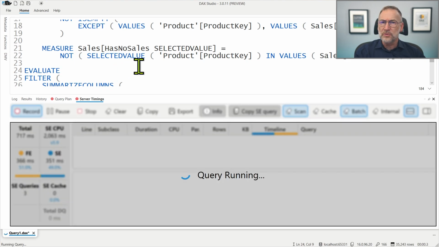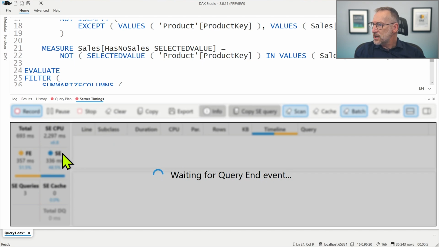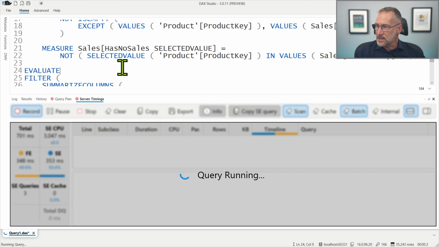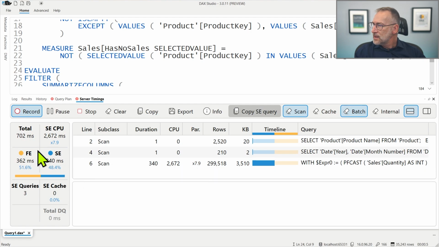I usually run the query at least twice because maybe there's something in the cache. 2-3 times just to check that the numbers are right. You see, this is definitely too large. 3 seconds is probably an outlier. 2.6 seconds looks like a good number. So the total execution time is 700 milliseconds, 2.6 seconds in the storage engine CPU.